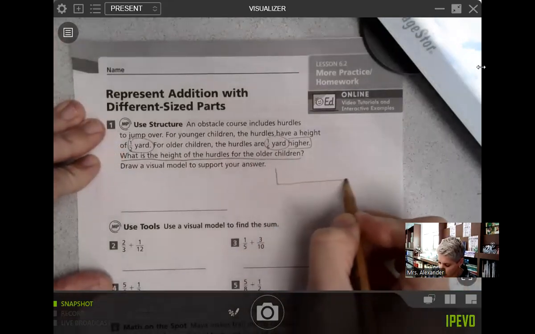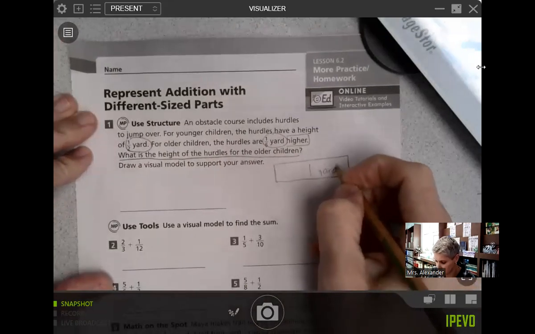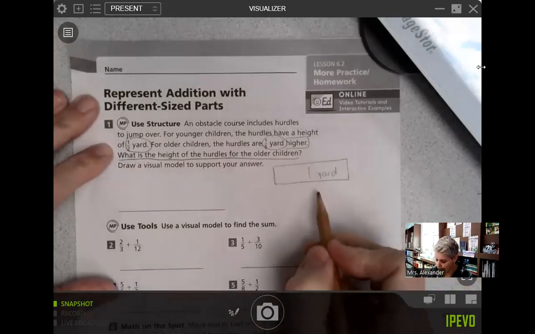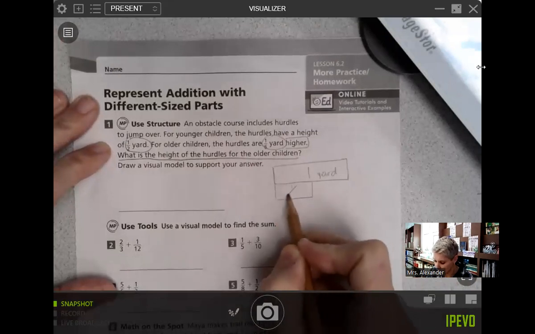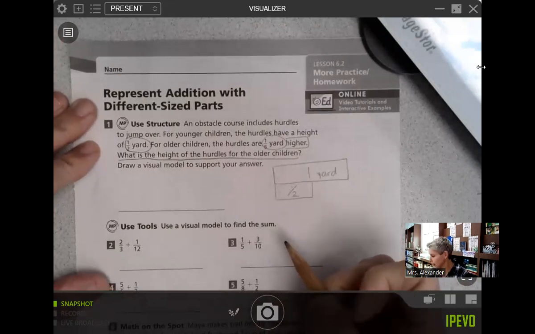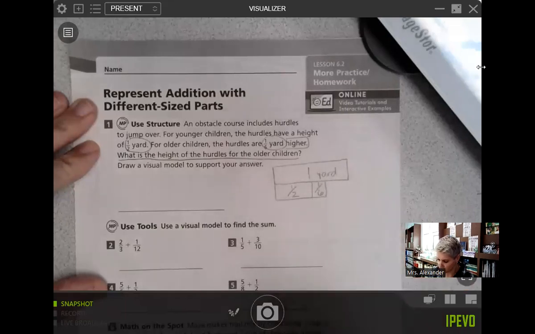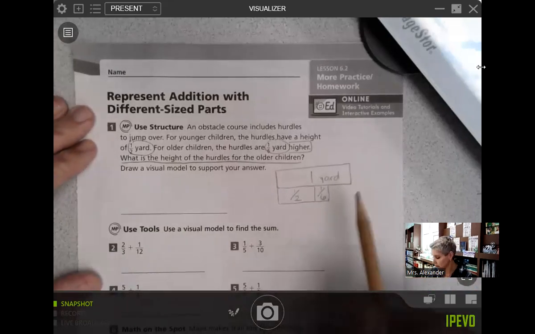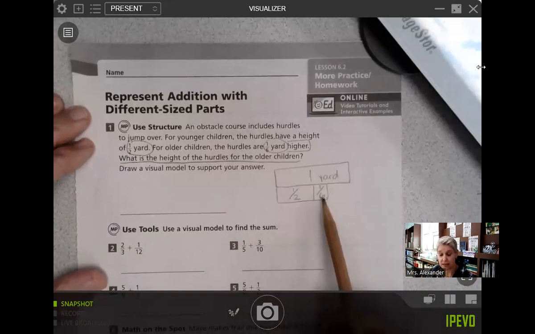So we're going to draw our model. If this is representing 1 whole yard, here, we have 1/2 for the younger children. So that's easy to show, 1/2 for the younger children. And then we just have 1/6 higher for the older children. So here is our model. What we have to think about is how can 2 and 6 work together? Is 2 a multiple of 6? That answer should be no. Is 6 a multiple of 2? That answer should be yes.